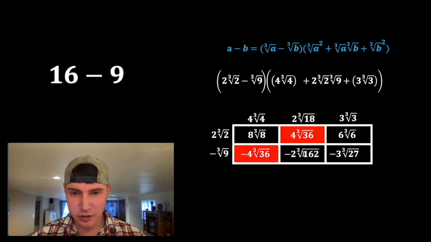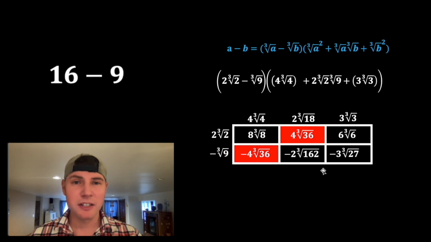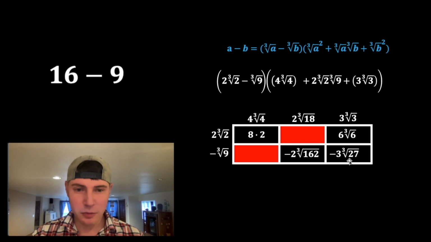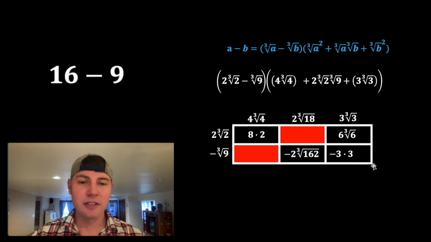9. First off, these two red boxes, they're the same thing, just one's positive and one's negative, so those will cancel each other out. And then looking at this, the cube root of 8 is equal to 2, so this is 8 times 2. And down here, the cube root of 27 is the same thing as 3, so this is negative 3 times 3.